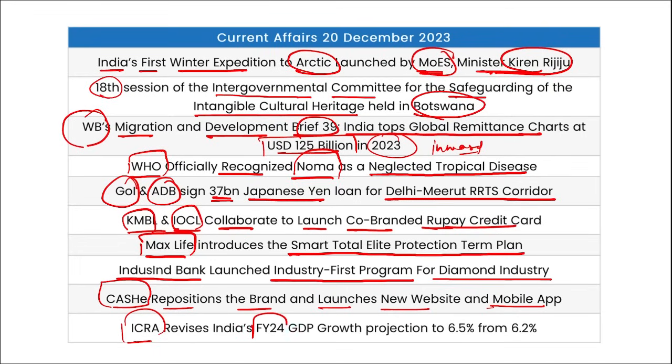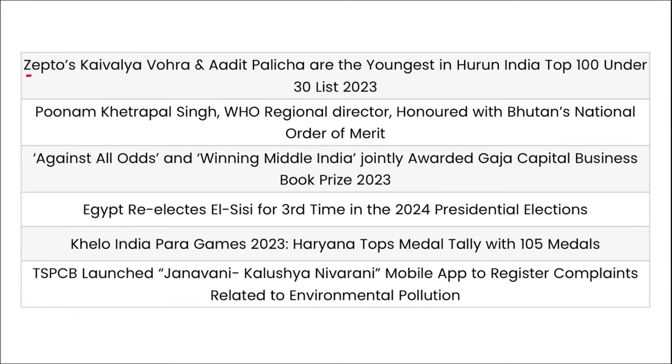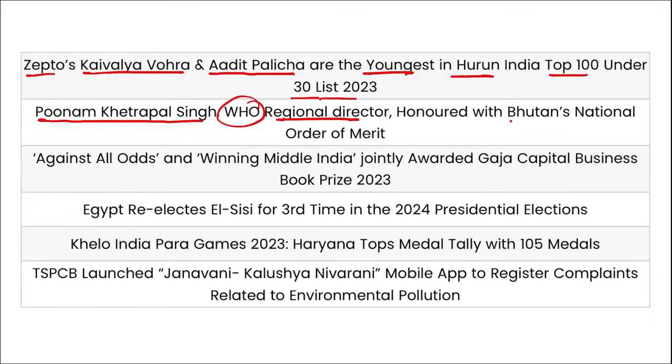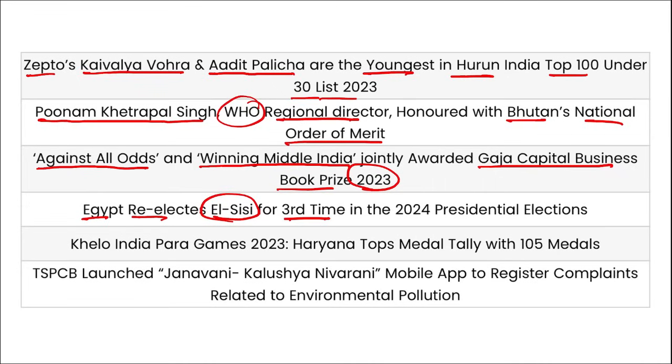ICRA has revised India's fiscal year 24 GDP growth projection to 6.5%, earlier 6.2%. Next, Zepto's Kaivalya Vora and Aadit Palicha are the youngest in the Hurun India Top 100 under 30 list 2023. Then Poonam Khetrapal Singh, WHO Regional Director, was honored with Bhutan's National Order of Merit. Then Against All Odds and Winning Middle India jointly awarded the Gaja Capital Business Book Prize 2023. Then Egypt re-elects El-Sisi for the third time in the 2024 presidential elections.